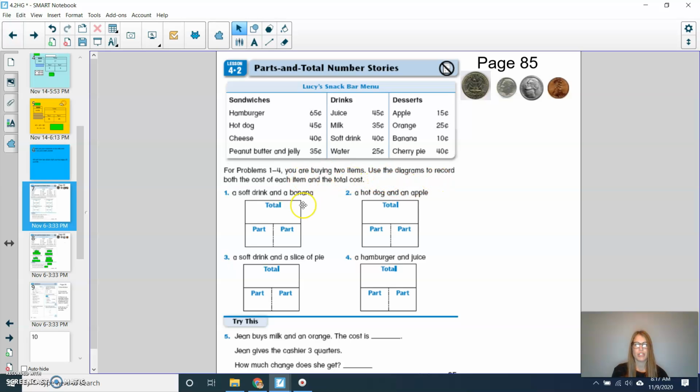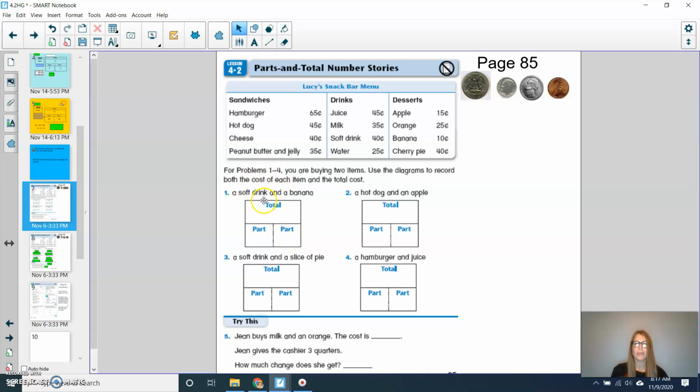Use the diagrams to record both the cost of each item and the total cost. So let's just look at number 1 first. You're going to buy a soft drink and a banana. So you're going to need to look and see how much is a soft drink. You're going to write that price in your part. How much is a banana? You're going to write that price in the next part, and then you're going to find the total.